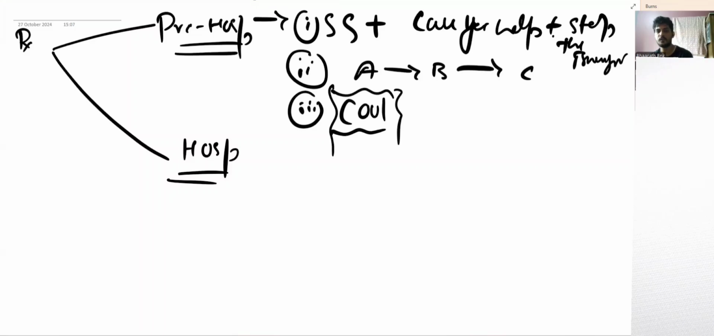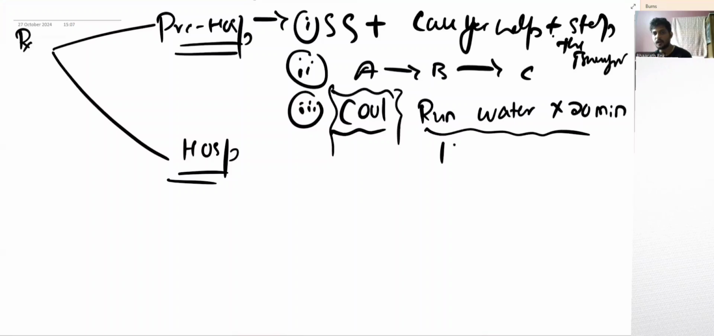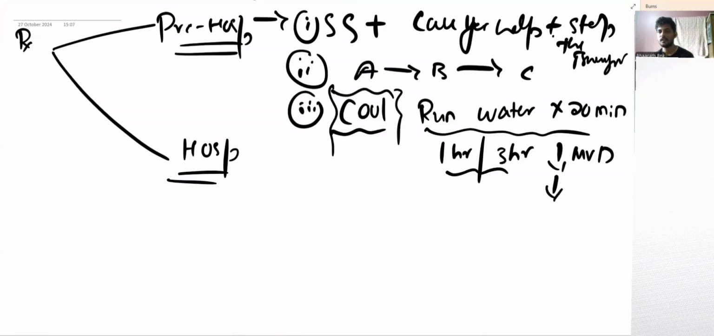For this, you need to run water. You don't just put a wet cloth onto the patient. You need to run the water continuously for 20 minutes over the wound. This is effective up to 1 hour as per Bailey, but can be effective up to 3 hours as per Sabiston. But after 3 hours, it induces hypothermia. It is not effective. What it does is reduce the microvascular damage and also reduce the pain. So it is a good analgesic and it also slows down the microvascular damage.